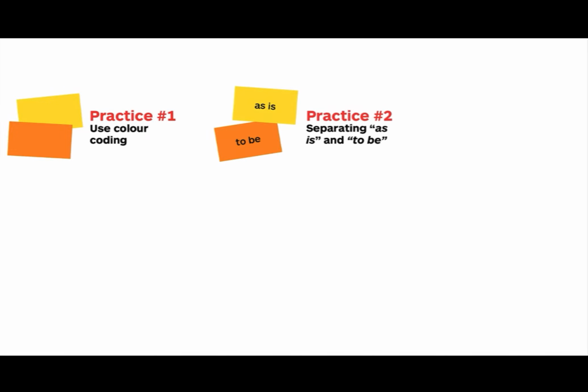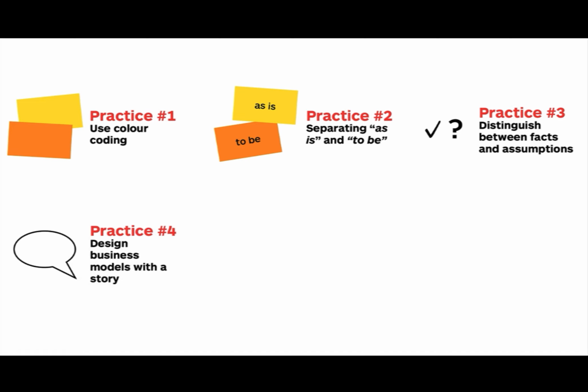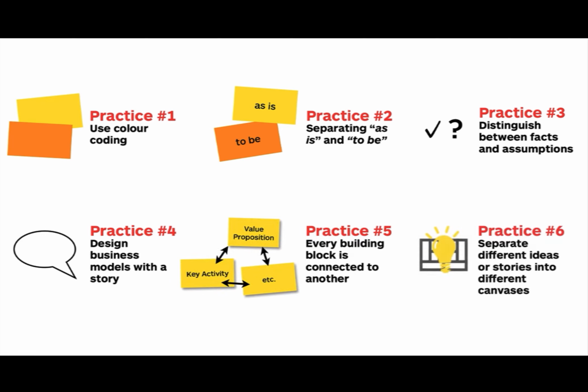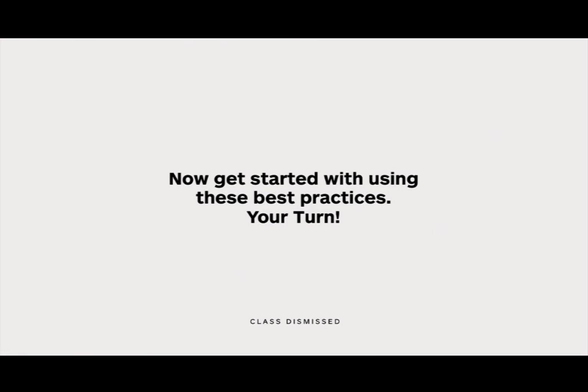So let's summarize. 6 best practices here. First practice, color coding. Second practice, separate between as-is and to-be business model. Third practice, distinguish between facts and assumptions in your business model. Practice 4, design business models with a clear story where every building block has a role to play. And practice 5, make sure that every building block is connected to another. Practice number 6, separate different ideas or stories into different canvases so you get a good understanding of each idea. Now, let's get started with using these best practices.